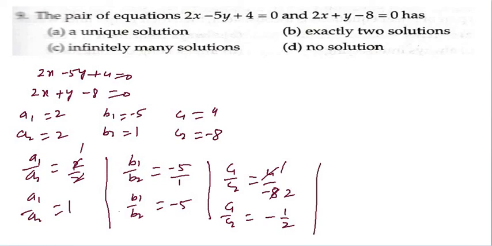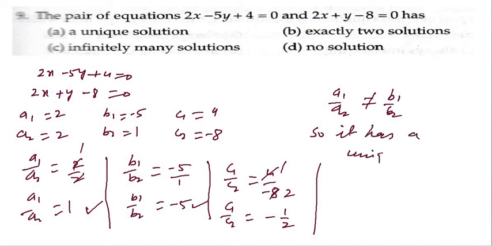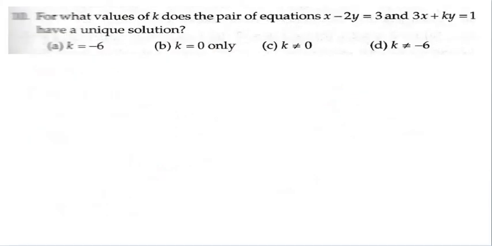As you have seen, they are not equal. So you have to say a1 upon a2 does not equal b1 upon b2. So it has a unique solution. That means option A will be your correct option. Now come to the next one.